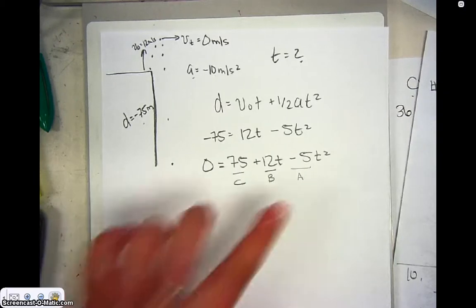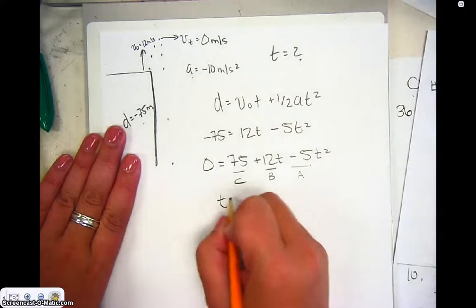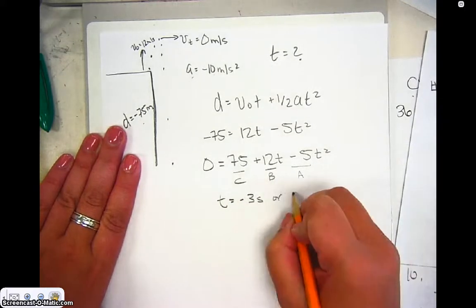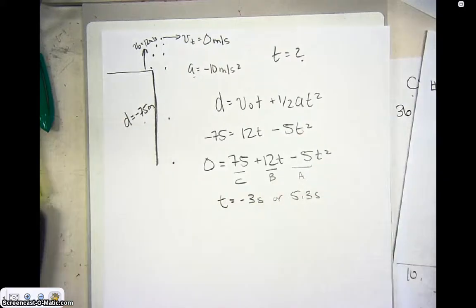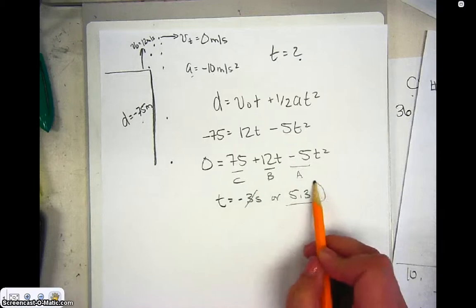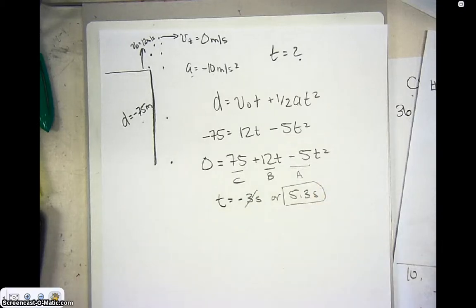But when you solve for the t term, remember you always get 2 answers when you do the quadratic. You get a negative 3 seconds or 5.3 seconds. Okay? Time is not negative, it's a scalar. So our answer is 5.3 seconds. Now the next part of the question says, what is its speed just before it hits the ground?